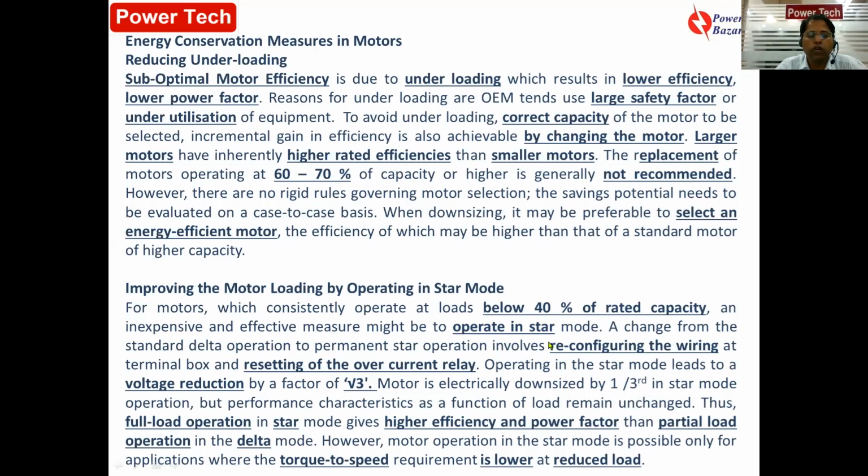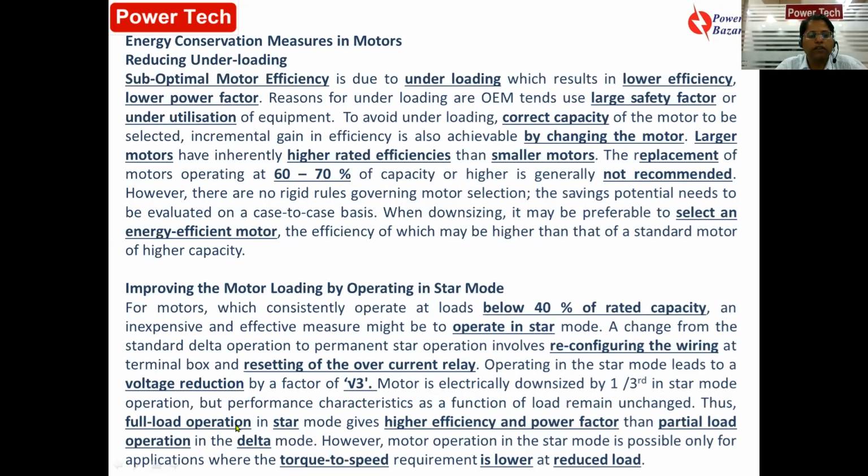Now, as you know, in star mode, the voltage gets reduced by root 3 because line voltage is equal to root 3 times phase voltage. Since it is a star connection, we'll be applying the whole line voltage across two windings. So the voltage will reduce by root 3. That means, as you know, if voltage is reduced by root 3, then P is equal to V square by R, so power or rating is also downsized by 1/3 in star mode. But the performance remains the same as the function of load remains unchanged.